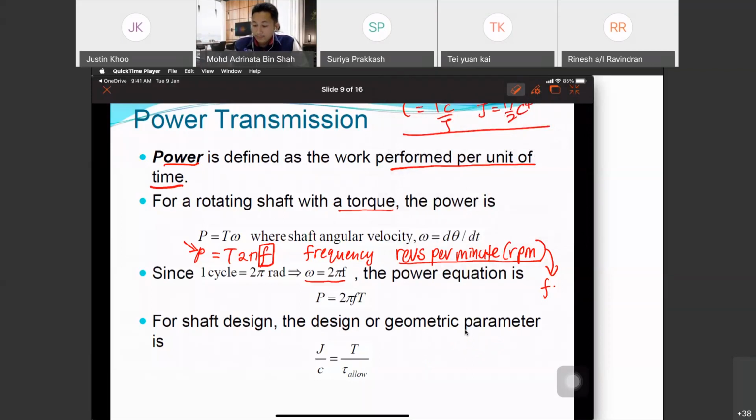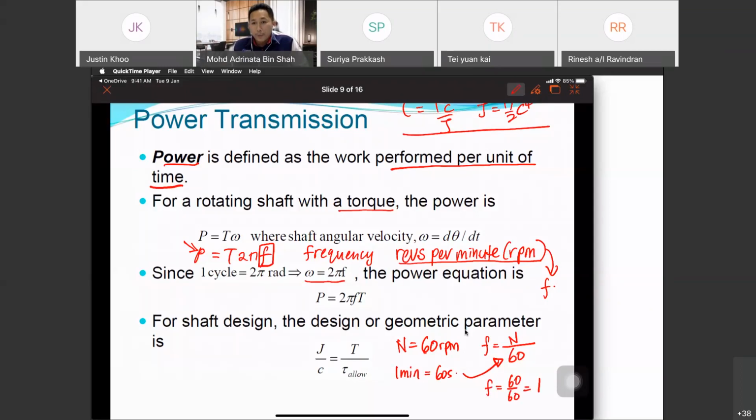Let's see, they give you 60 RPM, 60 revolutions per minute. To change it to frequency, F equals N over 60, where N is the number of revolutions. So N is 60 revolutions per minute. 1 minute is equal to 60 seconds. That is why we need to change it to a unit of time. So F equals 60 over 60 equals 1 hertz. Okay.